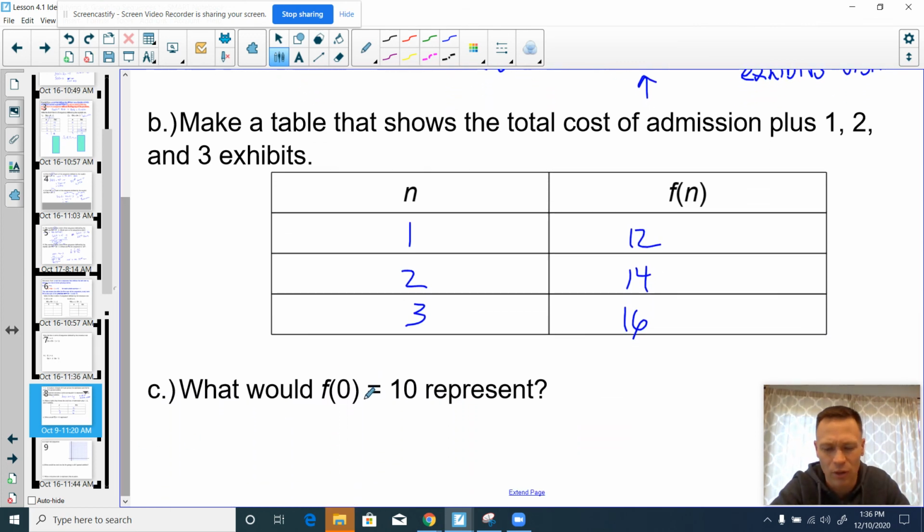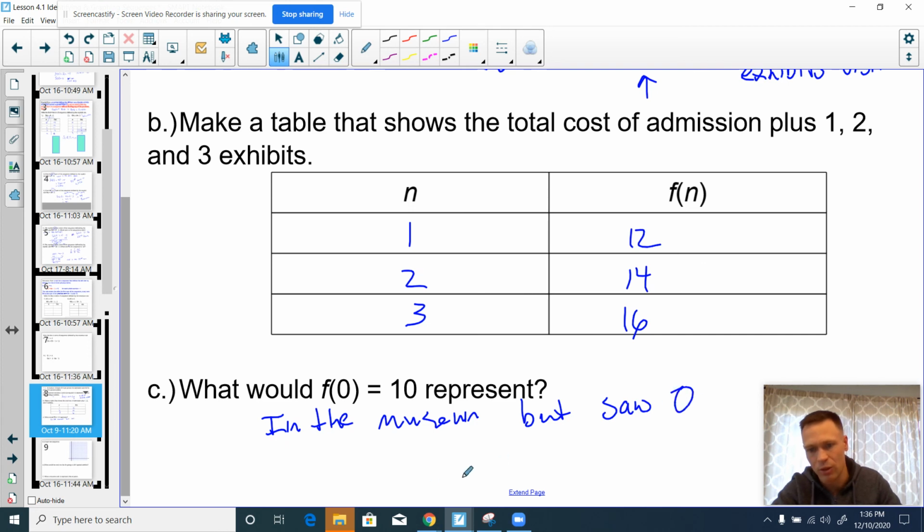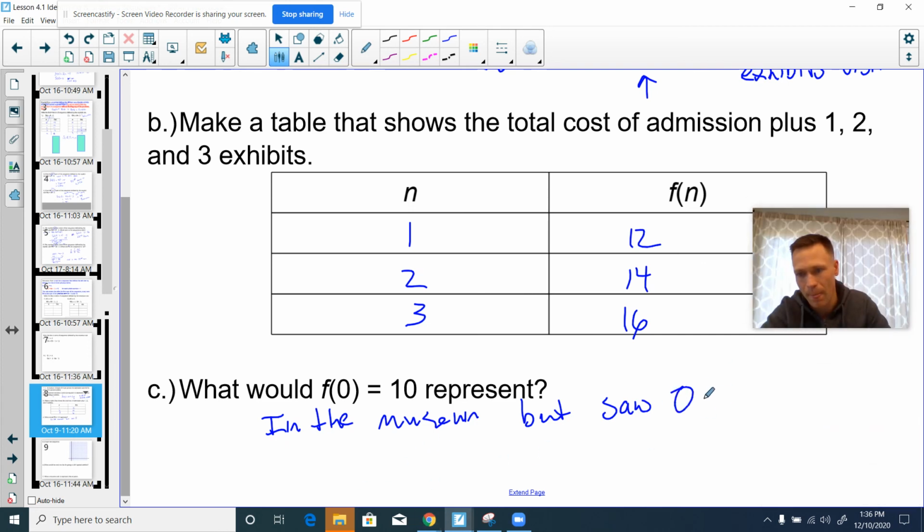What would f of 0 equal 10 represent? Well, we already kind of talked about that. It would mean that you walked in the door, you were in the museum, but saw 0 exhibits.